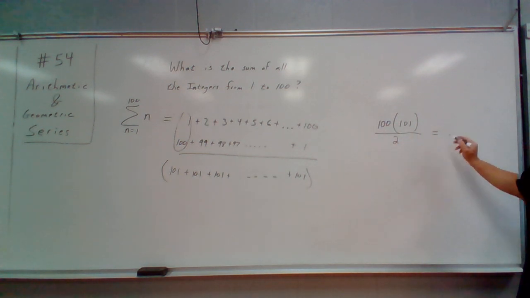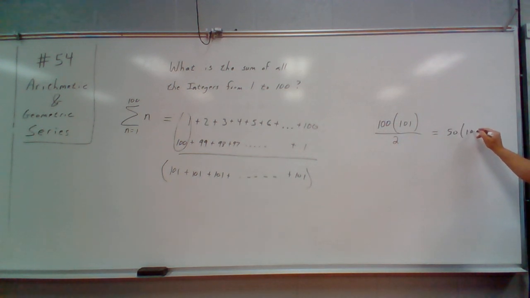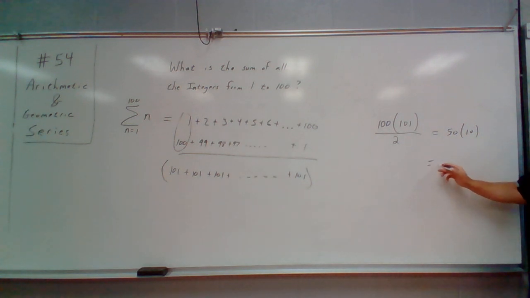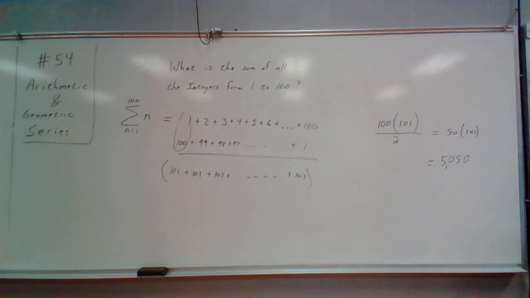So 100 divided by 2 is 50. So 50 times 101 would be 5050. So 5,050. And he was able to get that answer really quick.